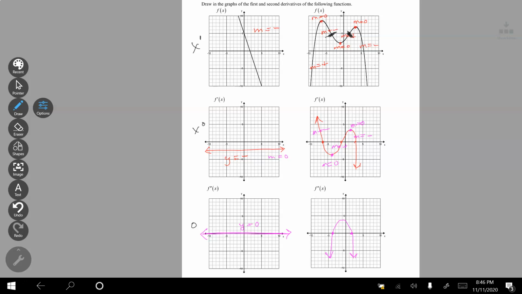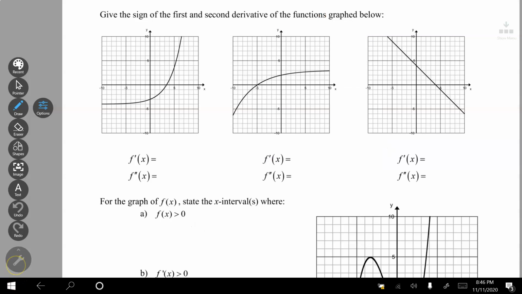And again, if I look at the powers, this is probably an x to the 4th power, this is an x to the 3rd power, and this is an x squared. Okay, stuff we've done before. F prime is the slope. F double prime is the concavity.